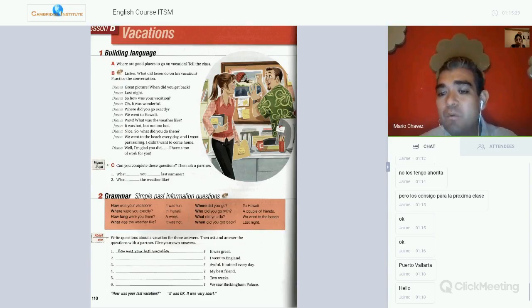So, Liz, we're talking about good places to go on vacation. Jaime doesn't have his headphones today, so he's only grinding. But Jaime says that a good place to go on vacation is Puerto Vallarta. I told him a good place to go on vacation for me is Quintana Roo. What about you, Liz? What do you think is a good place to go on vacation?